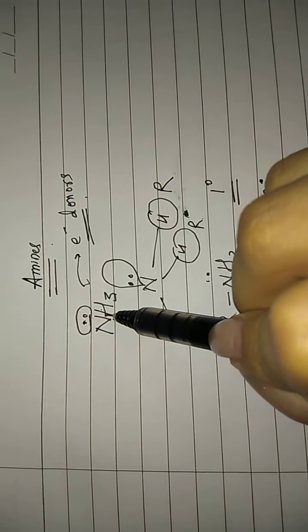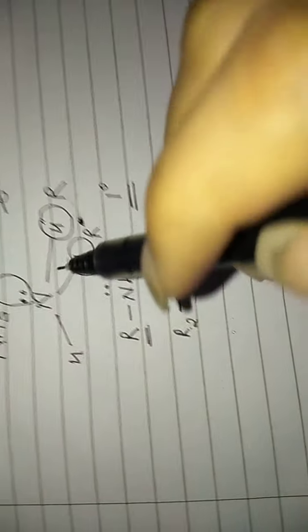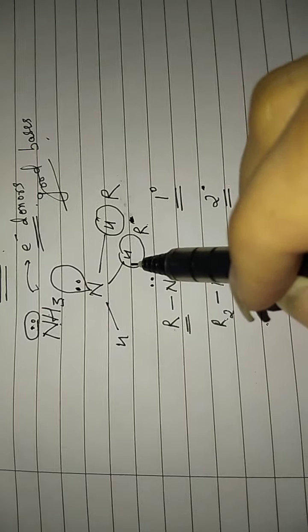We have done in class 11th what bases are. Bases are nothing but electron donors, right? Because a lone pair of electrons is freely present on the nitrogen atom of ammonia, ammonia is a good base. And because all amines are derivatives of ammonia, all amines are referred to as good bases.